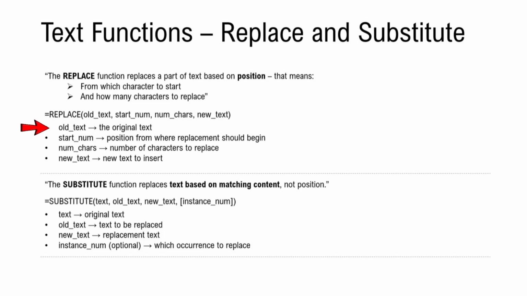First is old text, which is the original text, the start number, which is the position from where the replacement starts, number characters, which is the number of characters to be removed, and new text you want to insert. The replace function can be used in masking the identity number, bank number, etc. So let us understand this with the help of a simple example.